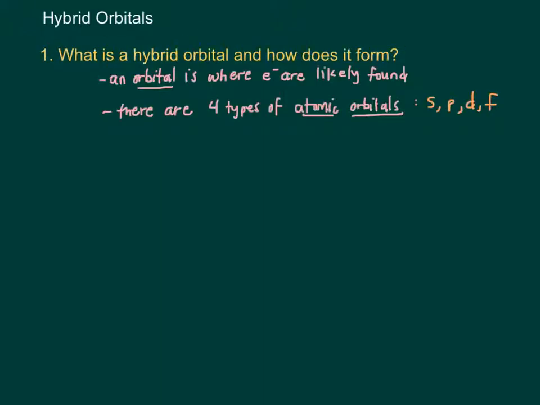All right, so let's talk about hybrid orbitals. First, let's just remember what an orbital is. An orbital in the quantum mechanical model is a place where you are likely to find electrons. So that's an area around the nucleus where you will probably find electrons. And there are four types of atomic orbitals. There's the s, p, d, and f orbitals. And today we're going to focus only on the s and the p orbitals specifically.